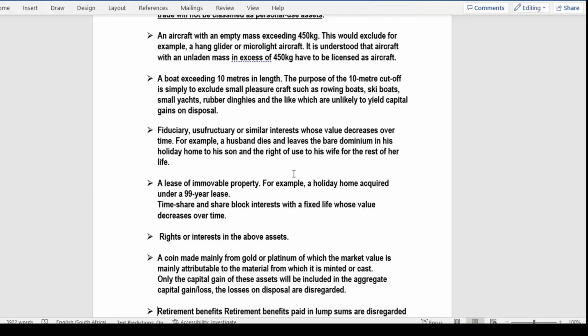Fiduciary, usufructuary, or similar interests whose value decreases over time. For example, a husband who dies and leaves the bare dominium in his holiday home to his son and the right of use to his wife for the rest of her life. The list of immovable property includes, for example, a holiday home acquired under a 1899 lease, timeshare and share block interests with a fixed life whose value decreases over time. Rights and interests in the above assets.